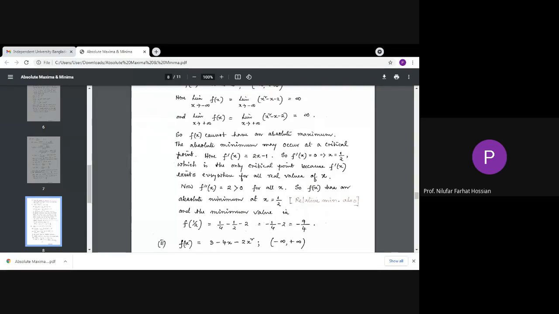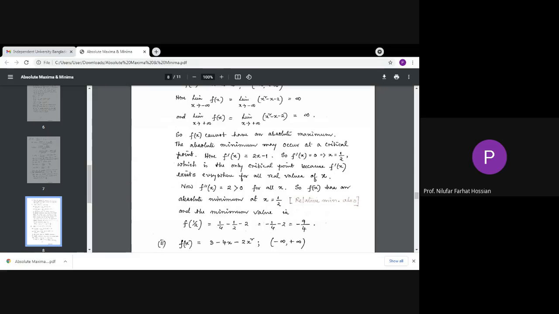Because there is no other critical point, there cannot be any other relative maximum or relative minimum. This is the only relative minimum, so this will be the absolute minimum. And what is the minimum value? The second order derivative is found just to check whether this is a point of relative maximum, because there cannot be any absolute maximum, but there may be a relative maximum here. But since the second order derivative is a positive number, the point should be a minimum.